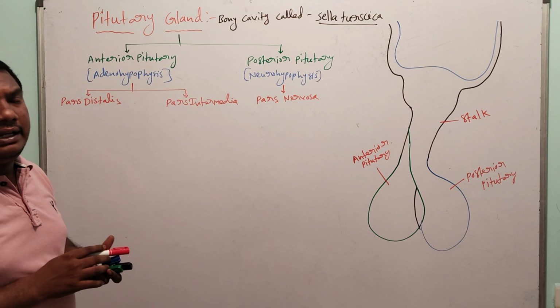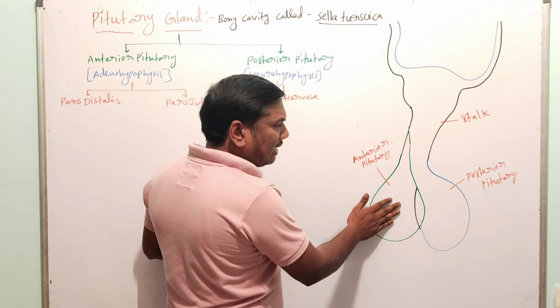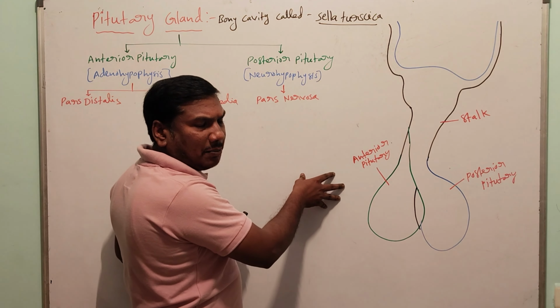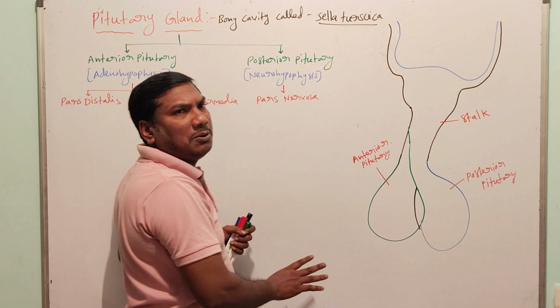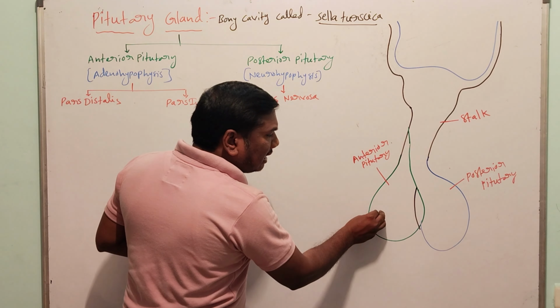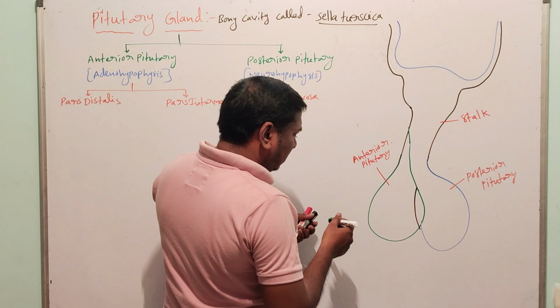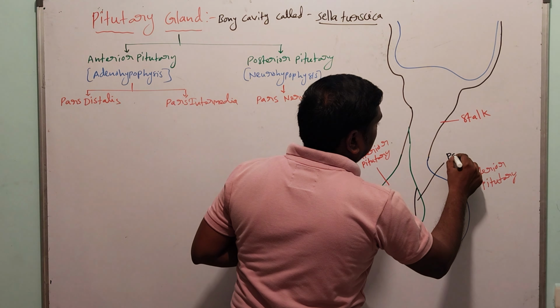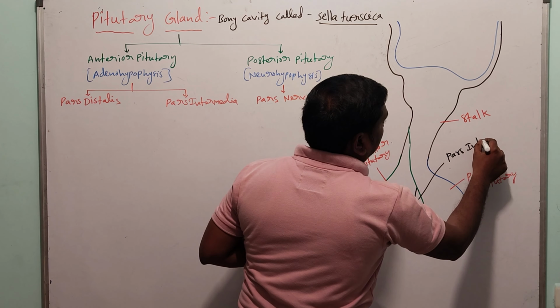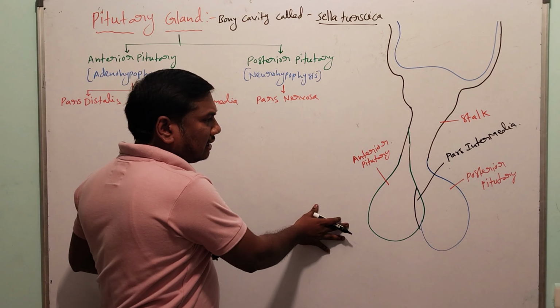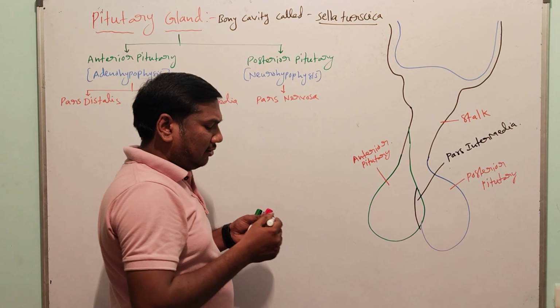So the pituitary gland contains majorly two lobes. One is the anterior pituitary, another one is the posterior pituitary. The anterior pituitary is also called adenohypophysis. The posterior pituitary is called neurohypophysis. Next one, this anterior pituitary is divided into two lobes, the pars distalis and the pars intermedia. Pars distalis, pars intermedia, pars nervosa.